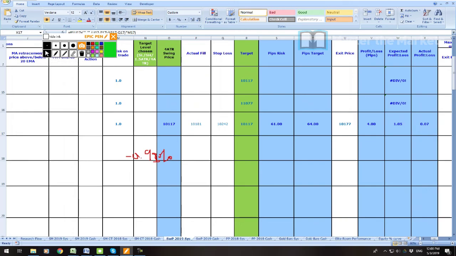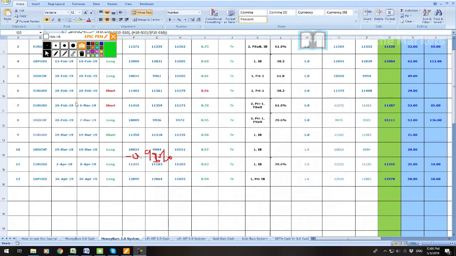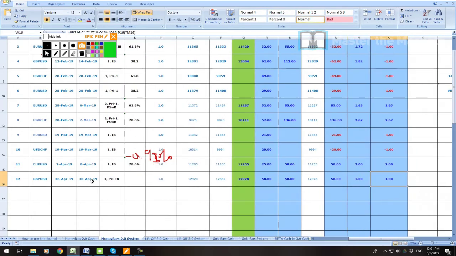Now in terms of the live trading room, there was only one trade on liftoff. You can see money bars, there wasn't any trade taken here. Um, yes, there was. On the 30th of April, that comes into this week. So you can see there was 1% over here that we got. Can you guys see that? 1% profit that we got on money bars.